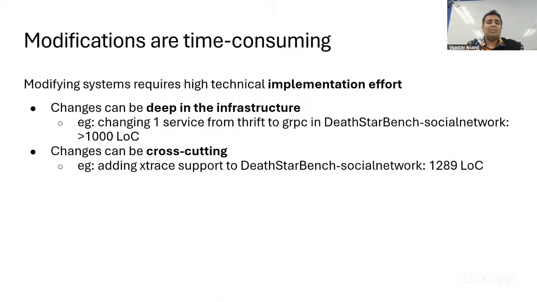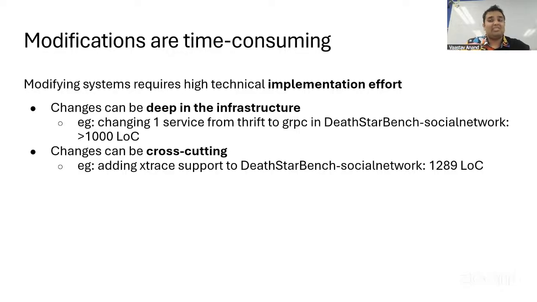This coupling makes modifications to systems a high technical implementation effort. Some changes can really be deep in the infrastructure. For example, even just changing one service from Thrift to gRPC required more than 1,000 lines of code changes in a popular open source system.